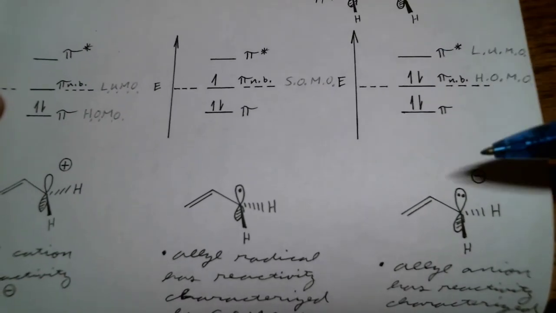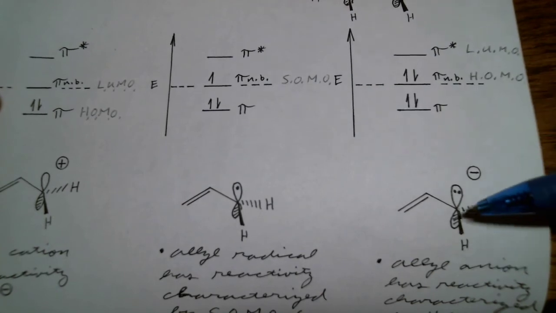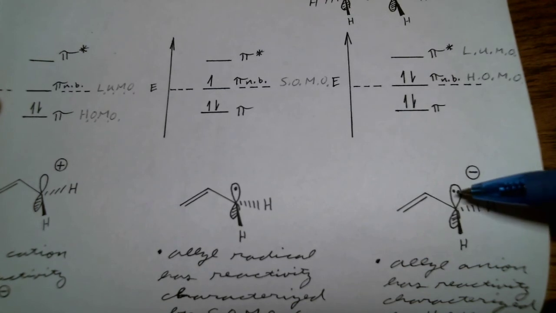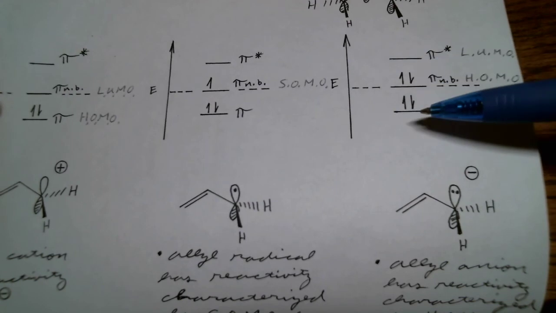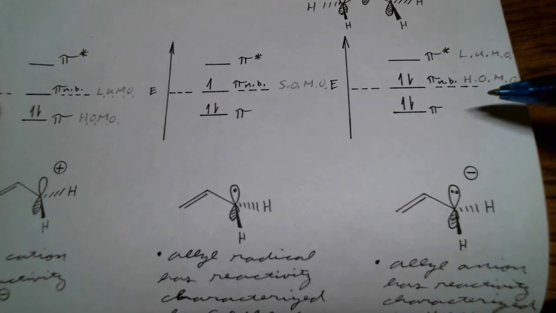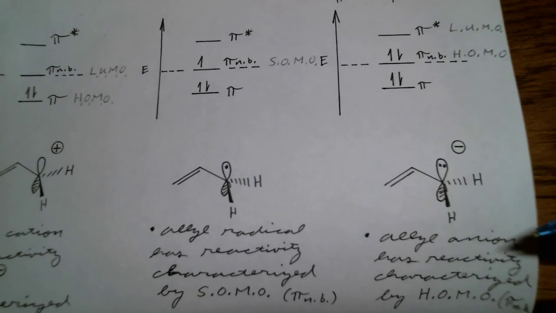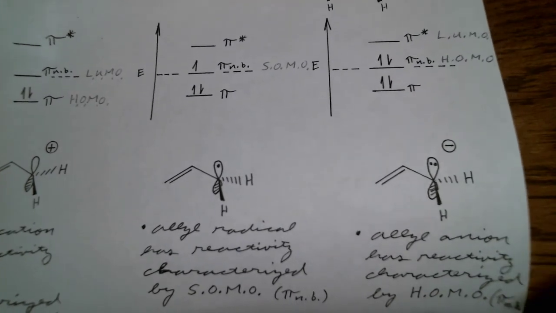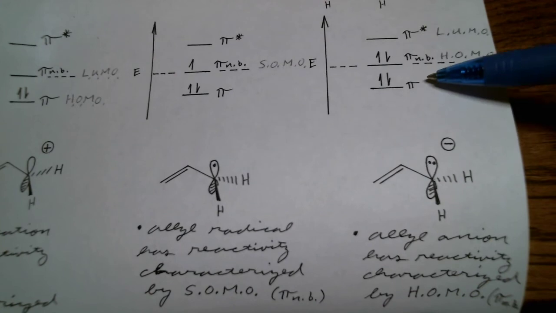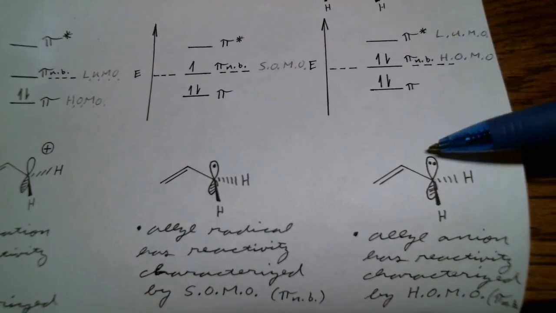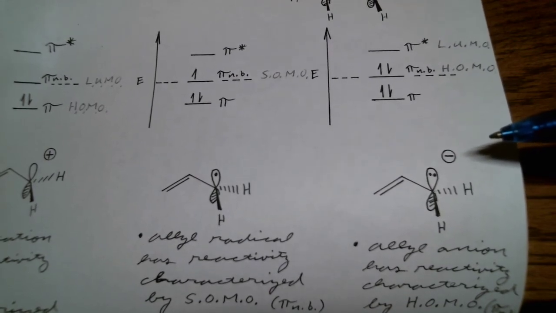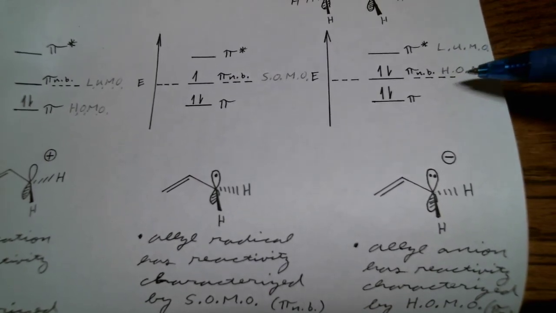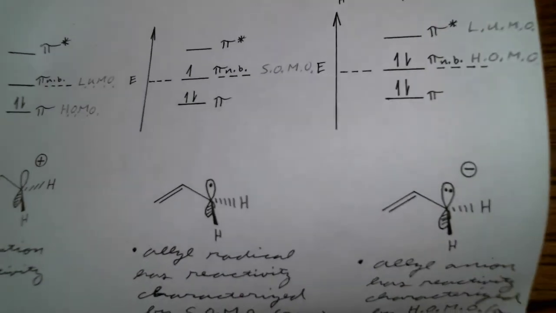And okay, what about the allyl anion? Well, we've added one more electron, so we've got four electrons total in the pi system, two in that pi bond, right? And then two in this p orbital over here in this resonance form. So four electrons, two in the pi, two in the pi non-bonding. Well, the allyl anion has reactivity characterized by the highest occupied molecular orbital. That is pi non-bonding, right? It does not want to accept two electrons. Why? Because it's already got a negative charge, and like charges repel each other. So it reacts as characterized by pi non-bonding as well.